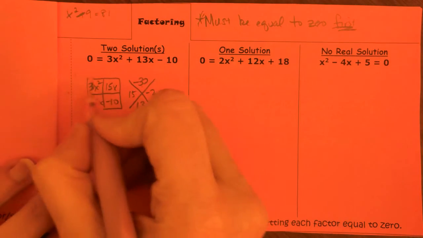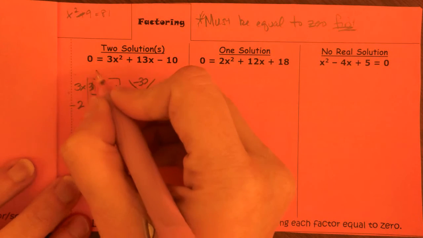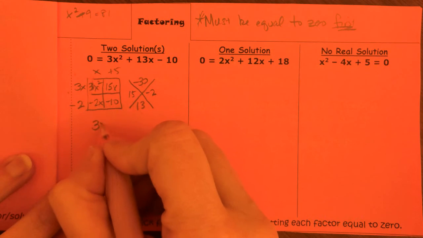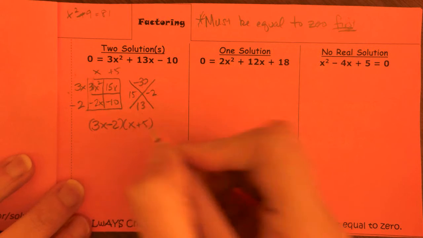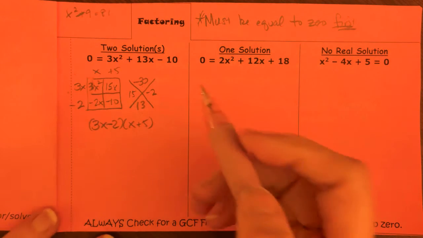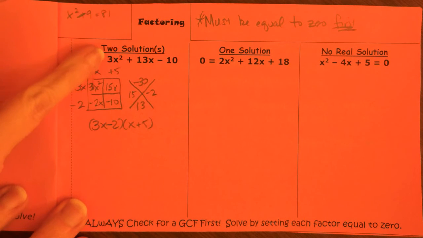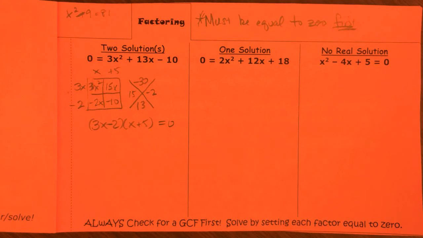Okay, now I'm going to start taking out my GCF. The GCF here is 3x minus 2. Up here it's x plus 5. So my factors are 3x minus 2 times x plus 5. Now, this is where it gets different. And this is the only thing that's different. Before, it wasn't set equal to anything. And now it is. So I keep it equal to 0.